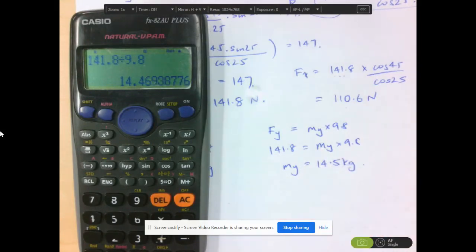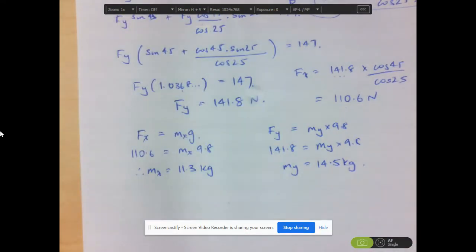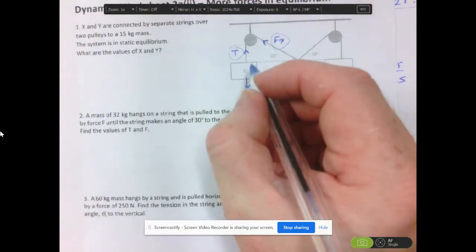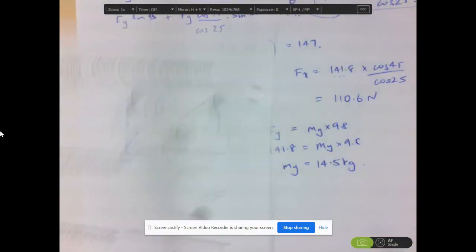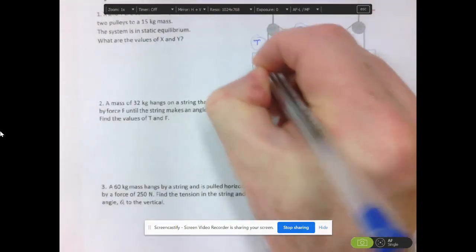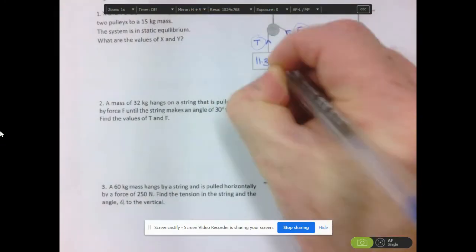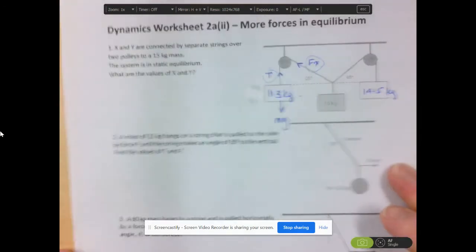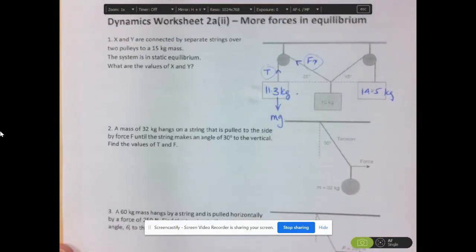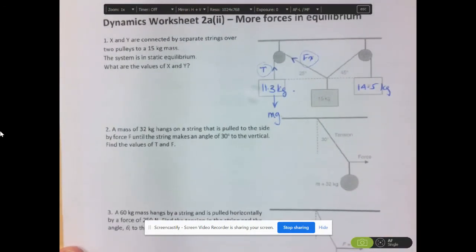Okay. So this leaves us with X and Y here, so that X is 11.3 kilos, and this is 14.5 kilograms. Okay. I hope that made sense for you, and I hope that you were successful at doing question 1.